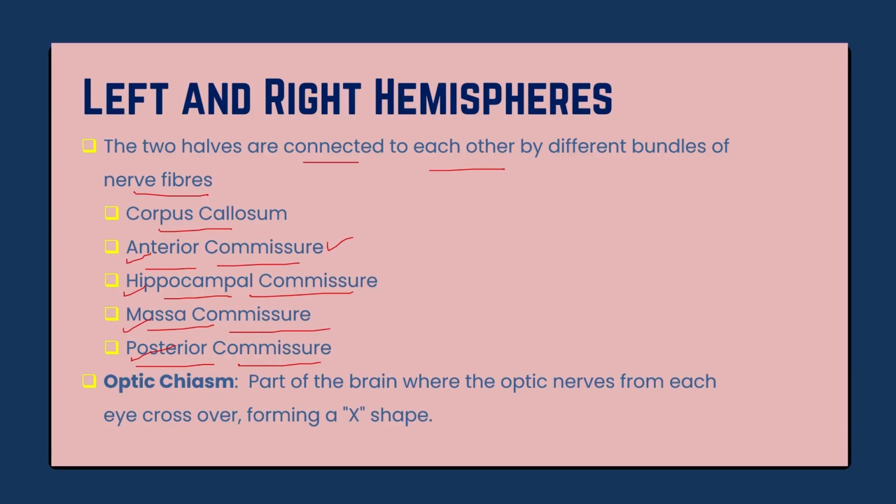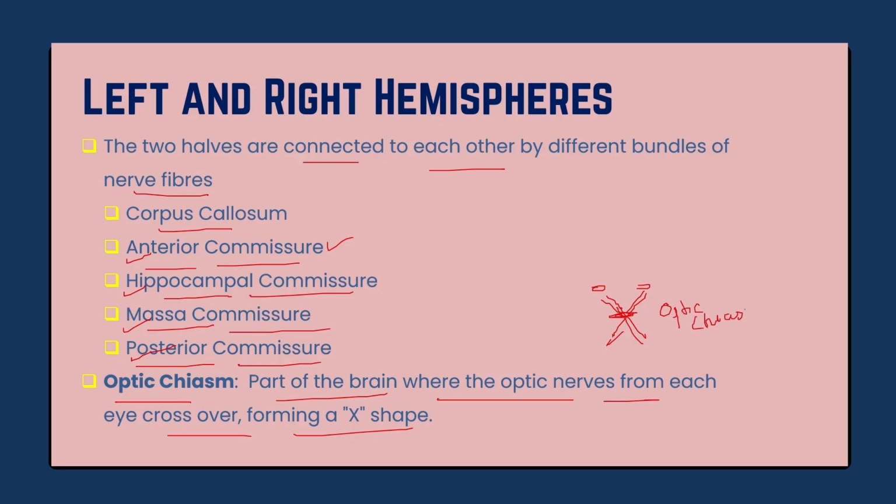Other than these commissures, we also have optic chiasm. This is the part of the brain where the optic nerves from each eye cross over, forming a X shape. So we have two eyes. Nerves that are arising from both these eyes crisscross at some point. Okay, this area is called optic chiasm.